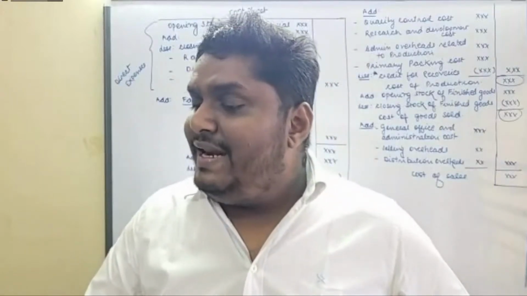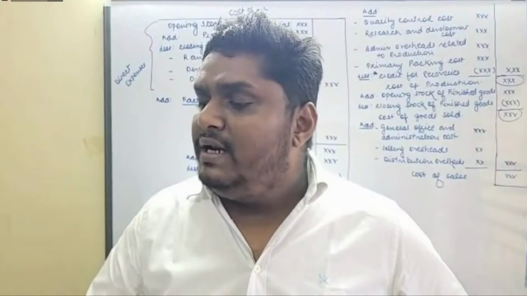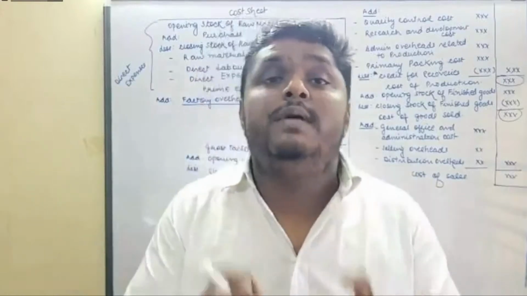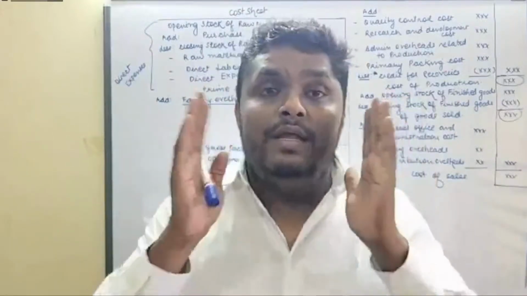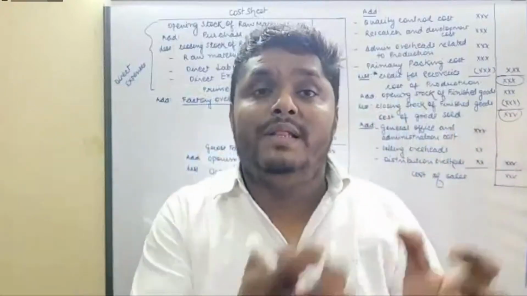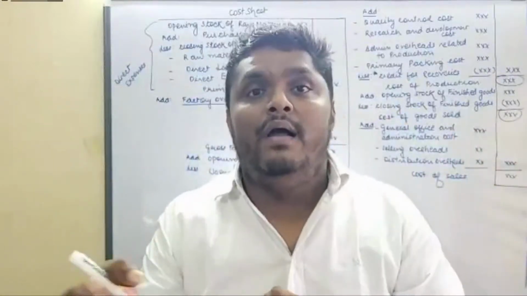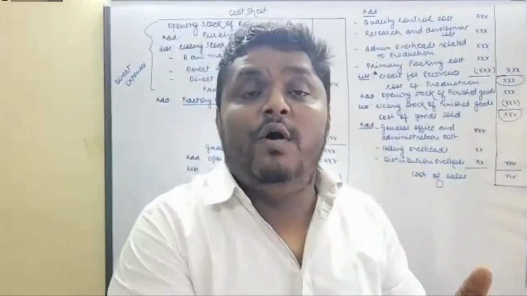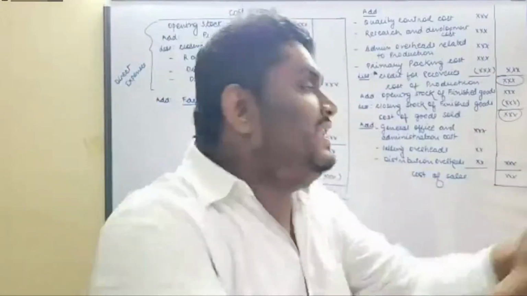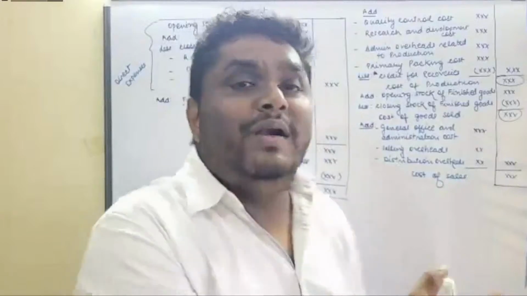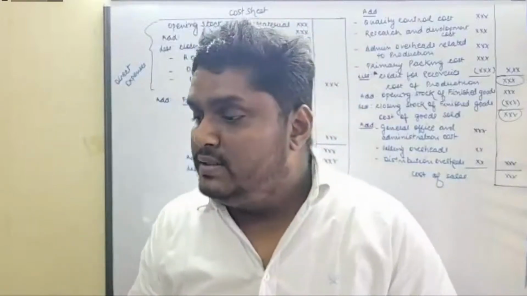Sunil Kumar asks, sir, is carriage outward a factory overhead or a direct material? Think logically. Carriage outward means the freight paid for sending goods outside the factory. So carriage outward will form part of distribution overheads.